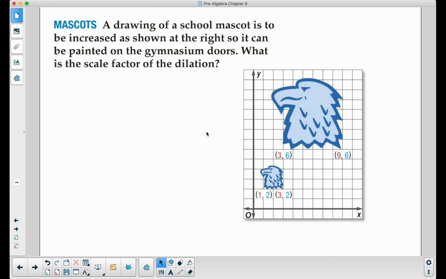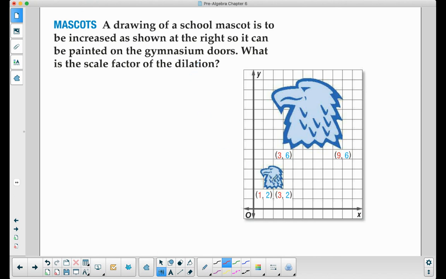Our last example is looking at dilations and then comparing the dilations based on length. As we are looking at the following image, here's a scenario. A drawing of a school mascot is to be increased as shown at the right, so it can be painted on the gymnasium doors. What is the scale factor of the dilation?